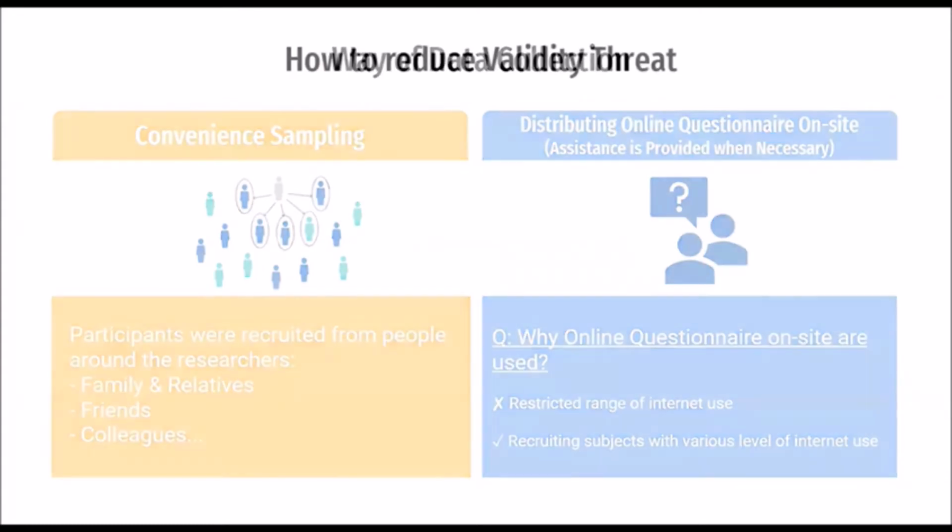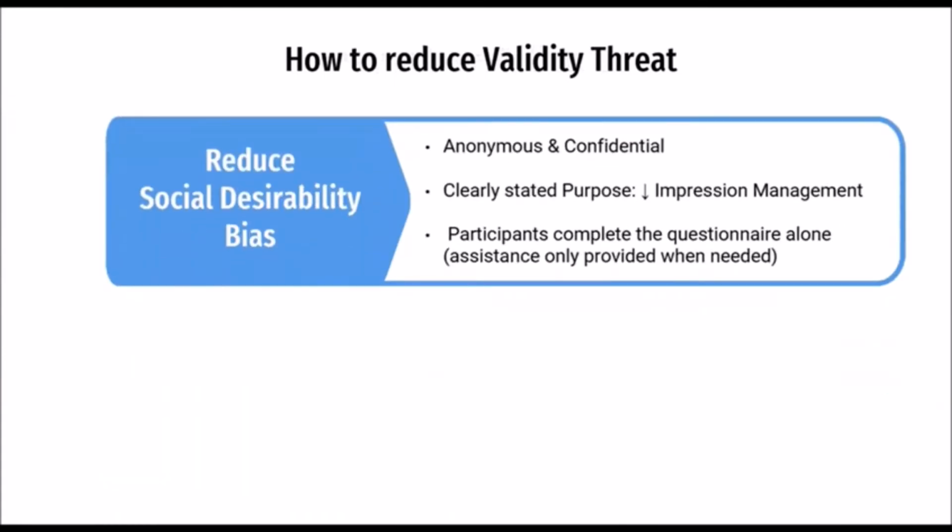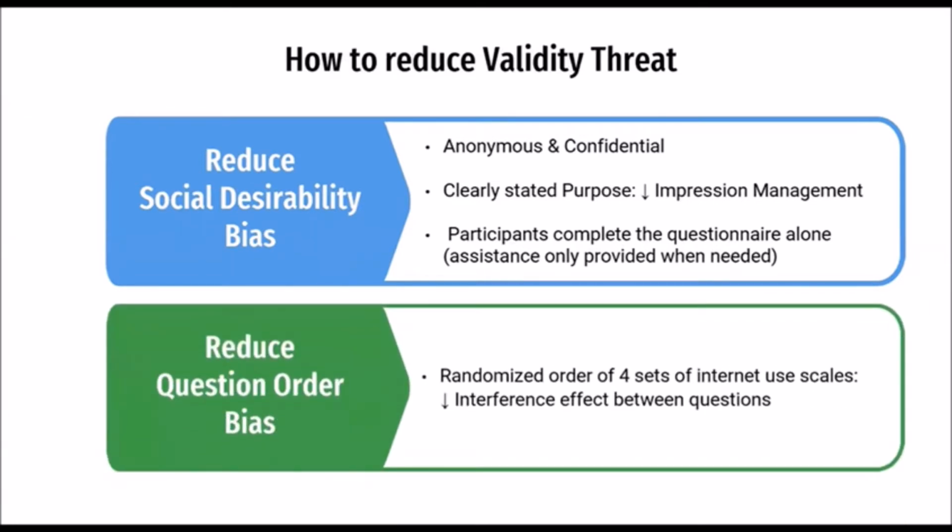In addition, the subjects were reassured that the purpose of the study is to evaluate the psychometric property of the questionnaire, and that their identities and information given would be kept anonymous and confidential, hence reducing their intention of responding in a socially desirable manner. Moreover, to reduce question order bias and potential interference between the scales, the order of the scales is randomized.